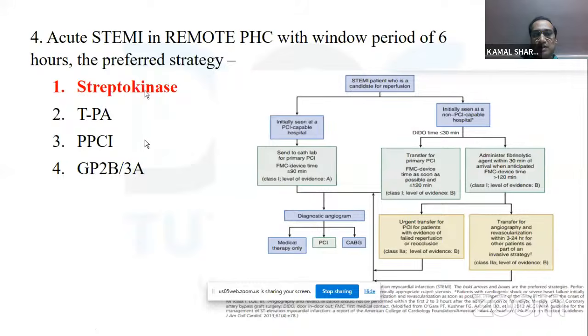So streptokinase was the right answer. If you chose TPA or a primary PCI, it may still not be feasible to a huge extent. Statin or GP2B3A was the fourth option, which you can choose out of.